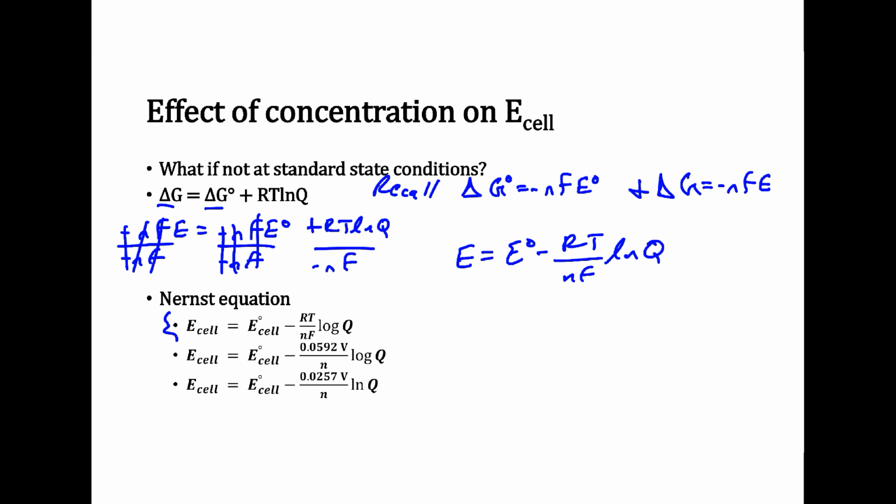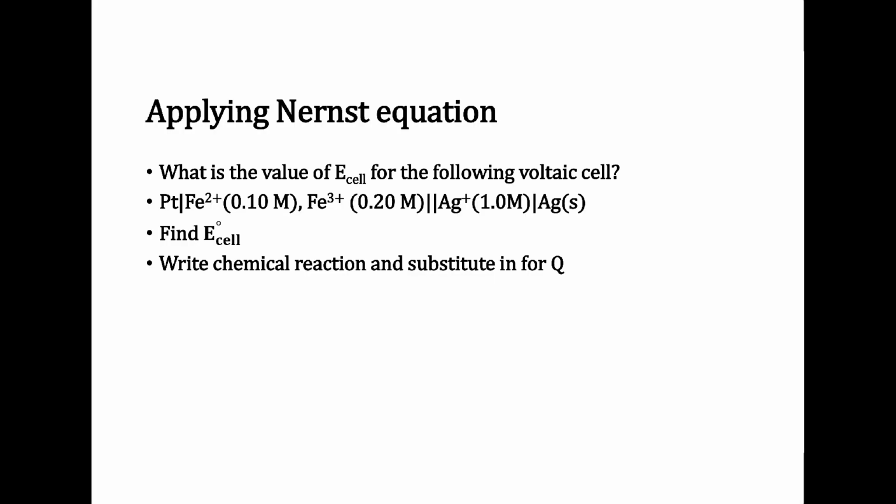But we have this expression here. This is called the Nernst equation. And typically we simplify it to this if T is equal to 298 K, which very often it is. So we can use this equation whenever we're at non-standard conditions. So let's go ahead and try an example really quick.